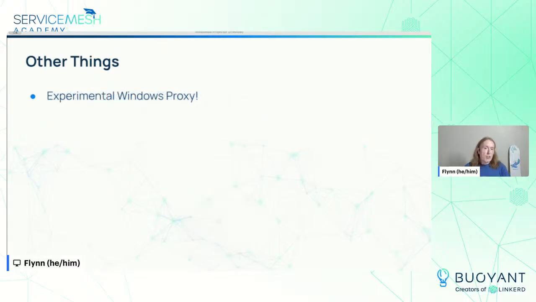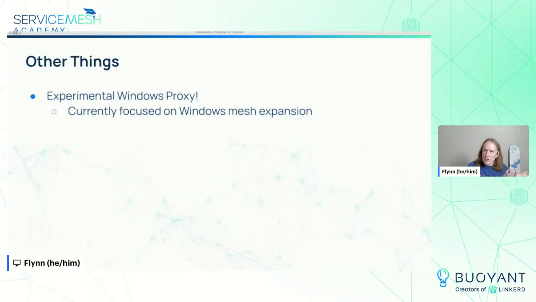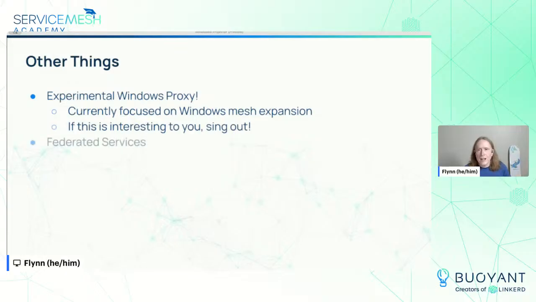We have an experimental Windows proxy now that's real, and it's experimental, but we would encourage people to run it. It is geared more towards mesh expansion onto Windows workloads than to running Kubernetes nodes on Windows. We are very interested in feedback on this. If you are interested in Windows, let us know. You can drop a line in workshops or ping me directly, or however you want to do it.